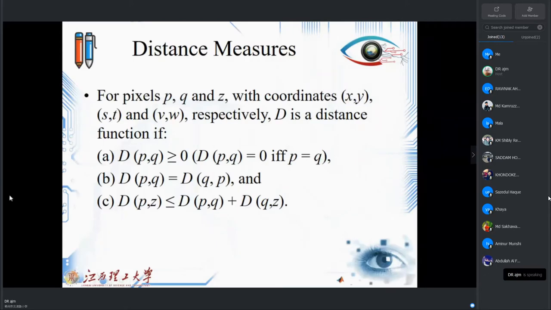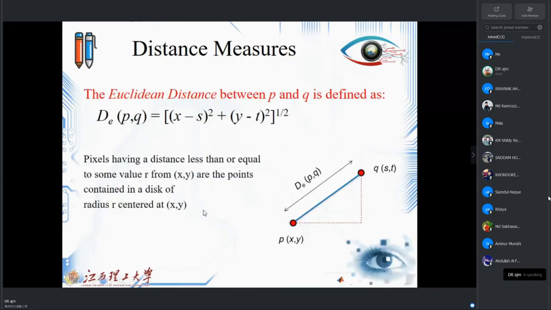This last statement shows like that. Let us see it better. Then, with this concept, we can calculate the distance between the points, or between the pixels P and Q. The first measurement is the Euclidean distance, which is between P and Q.